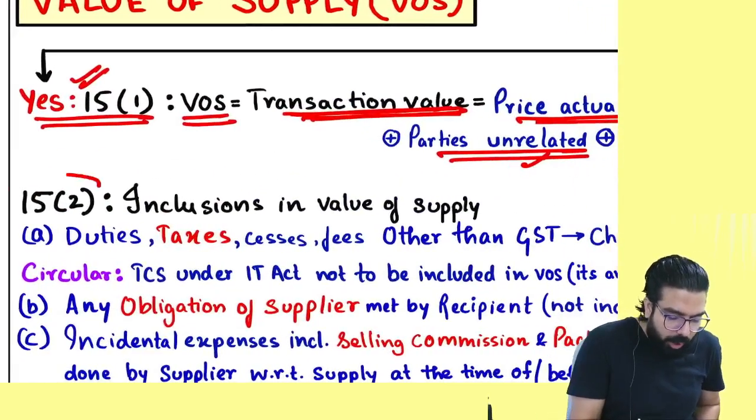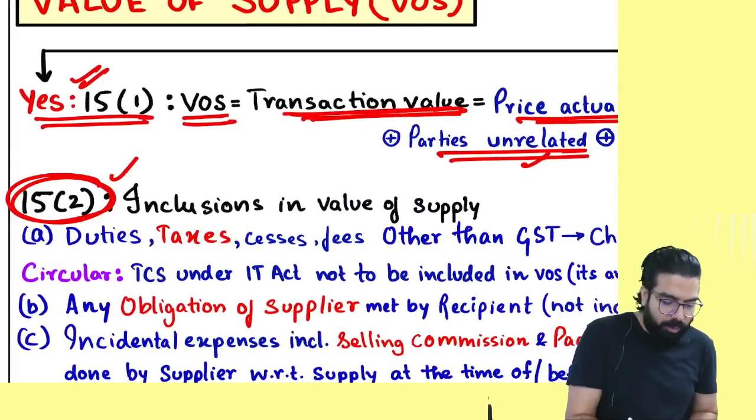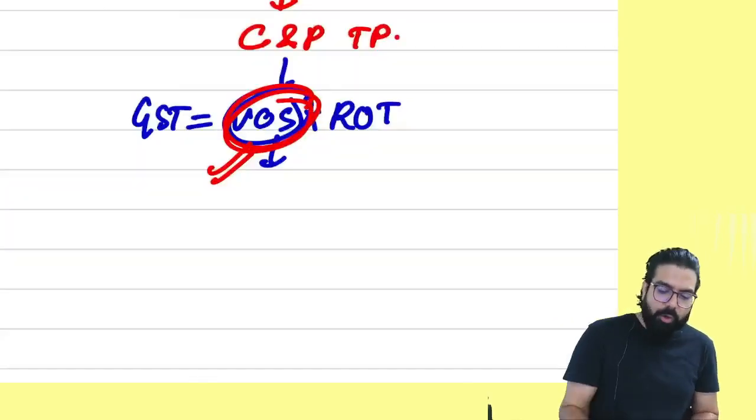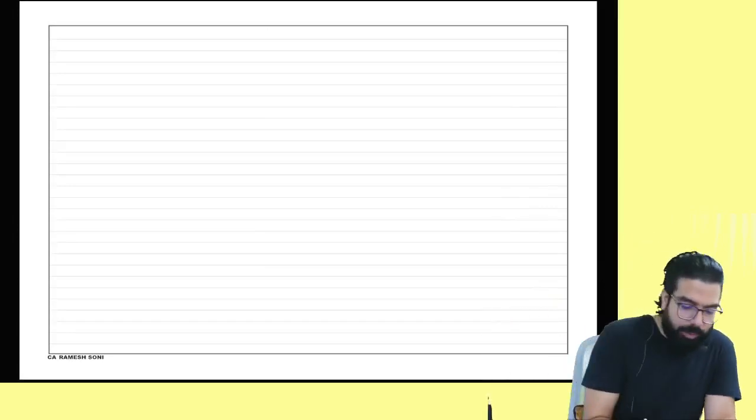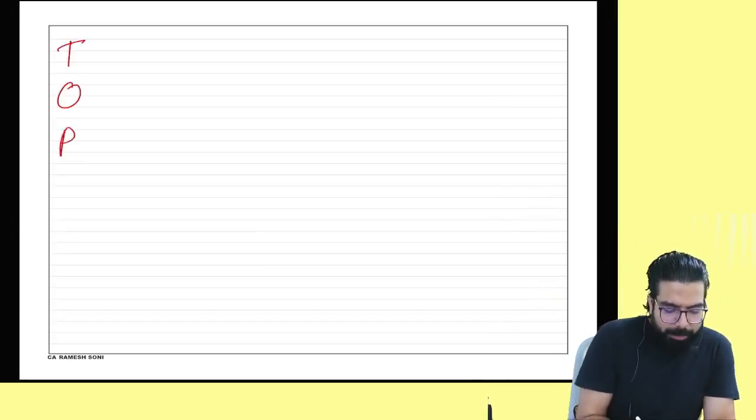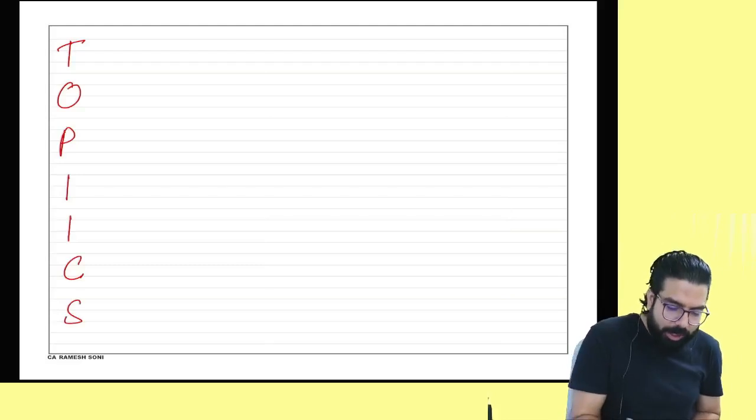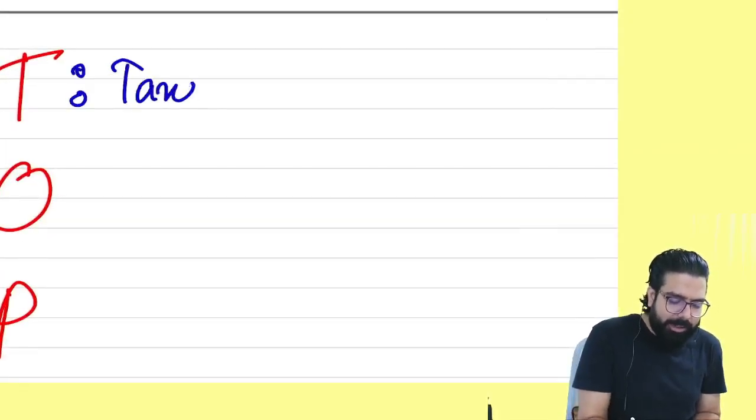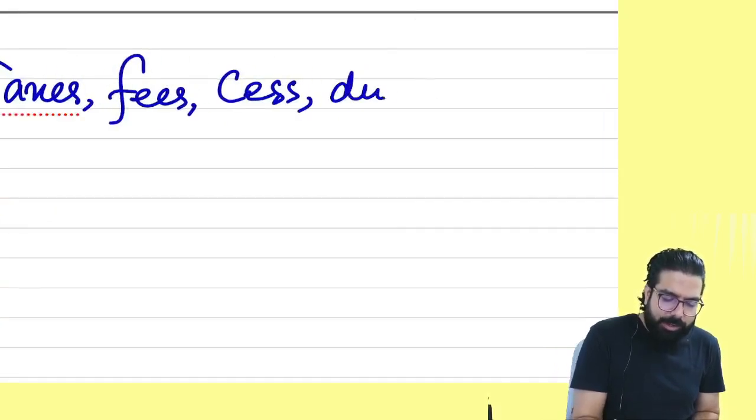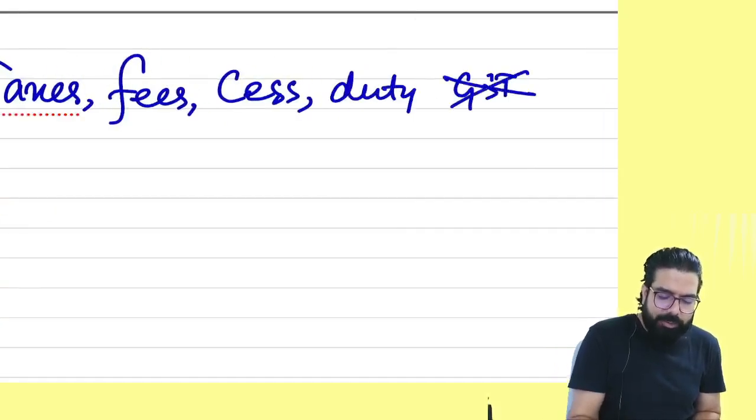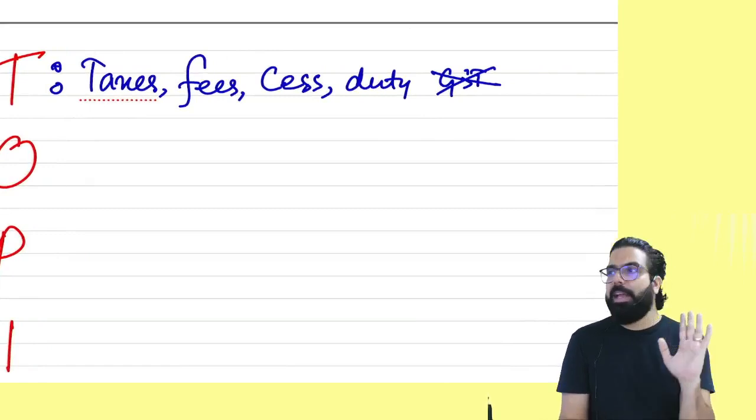Everyone over here now. Now, what are the things which are included in your value of supply? Always remember one thing. I always tell the students, you should remember TOPIICS. What are topics? T for any taxes, any fees, any cess, any duty, except GST. If you have charged separately to the person, it should always be included in the value of supply.